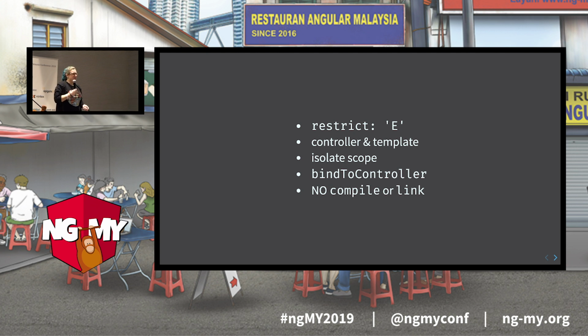This is where it starts getting a bit problematic. It needs to use bind to controller. Bind to controller didn't come in until Angular 1.6. So if you're using 1.4, it's not going to have that. But you can probably do a pretty simple one-to-one swap for scope and bind to controller. Lastly, it needs to have no compile or link function.